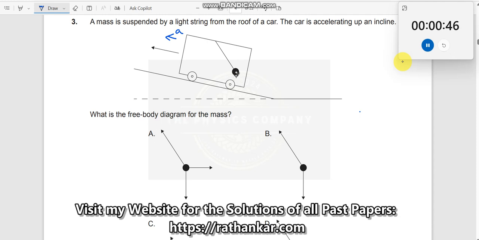Okay, so what's happening over here? Tension will act like this over here. mg will act vertically downward like this over here. Now, if A is acting like this, then what can happen?